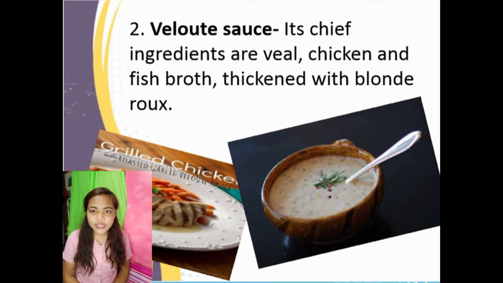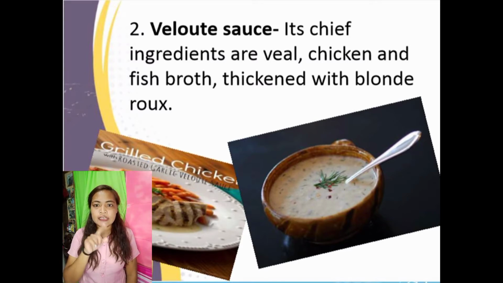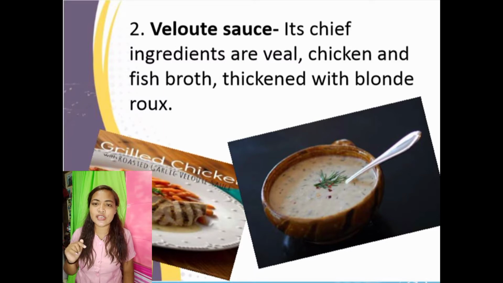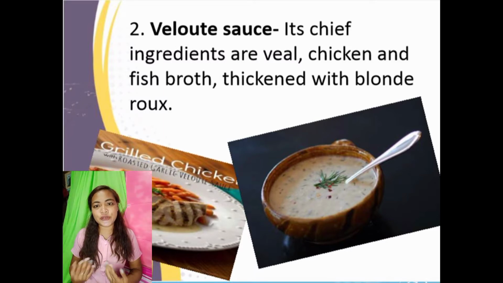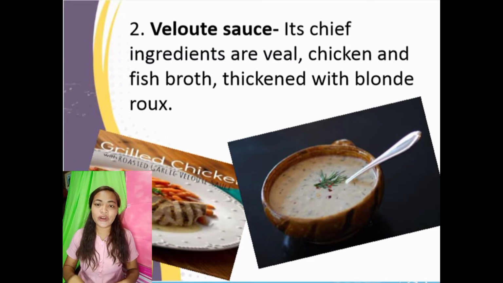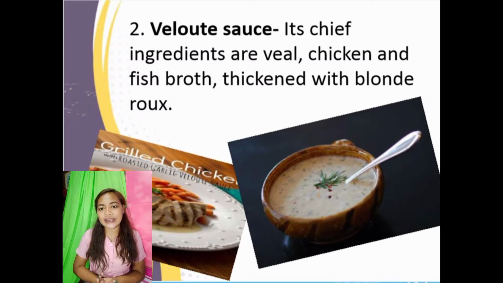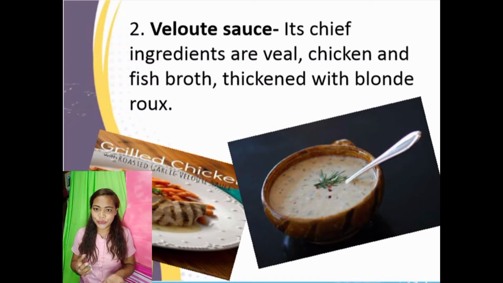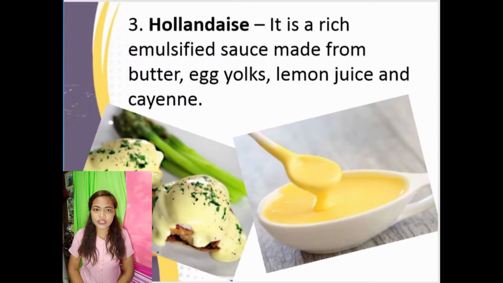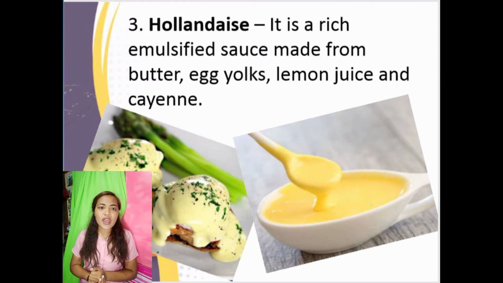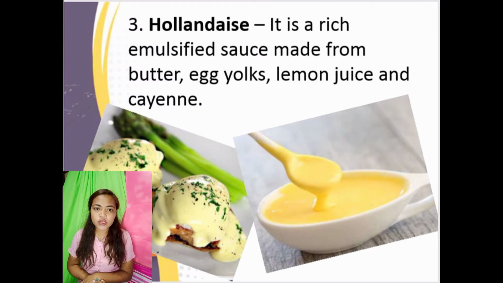Okay, we have the word there spelled as R-O-U-X. So in cookery terms, it is pronounced as roux. Okay, so later on, we will discuss what is roux. Okay, number three, we have hollandaise. So hollandaise, it is a rich emulsified sauce made from butter, egg yolks, lemon juice, and cayenne.